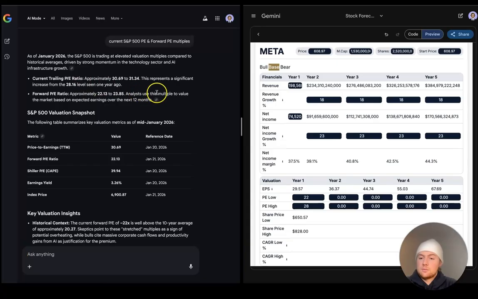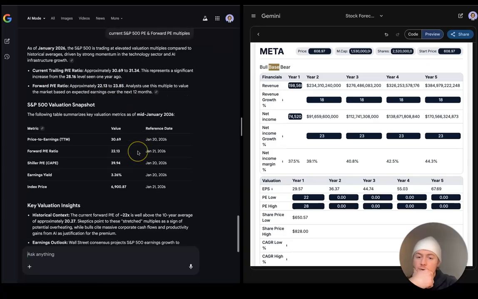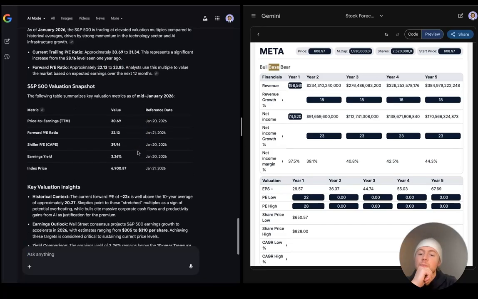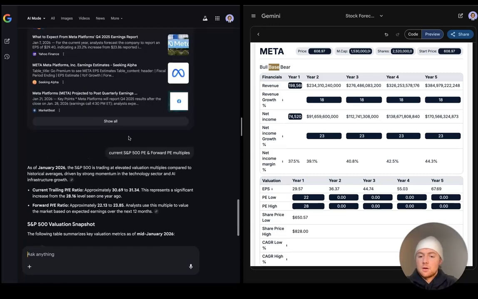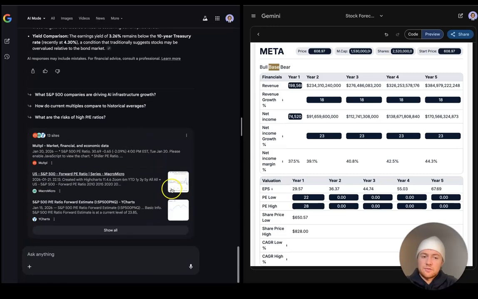Trailing PE, wow, is 30. That's very high. Forward is 22 to 23. I didn't realize we were trading at 20 or 30. Our PE's up to 39.9. That's scary. That's a conversation for another day.